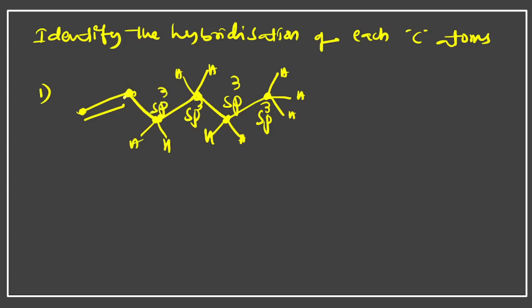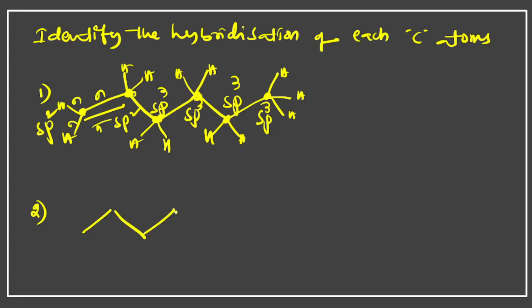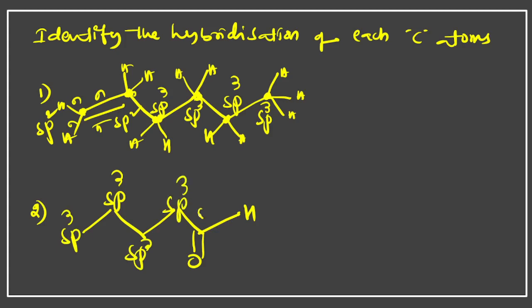Have a look at this. A carbon with a double bond has 3 sigma and 1 pi. It undergoes sp2. Yes or no? 1 sigma, 2 sigma, 3 sigma, 1 pi. It undergoes sp2 hybridization. I will look at the next example. Single bond means sp3. It is also sp3. Double bond means sp2.